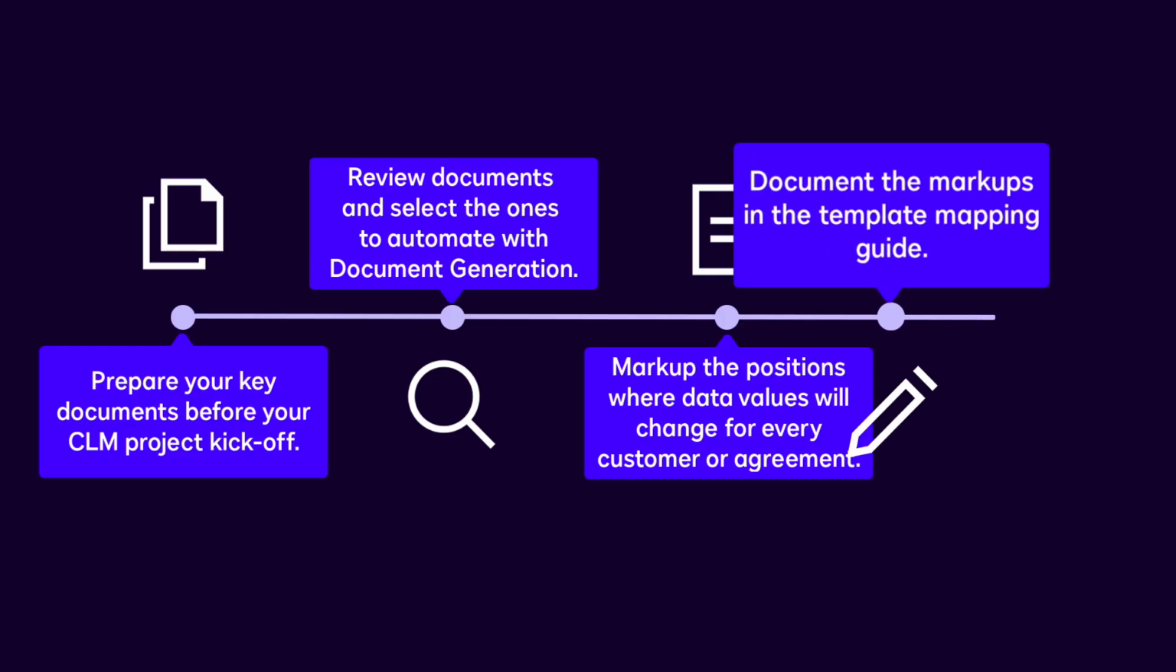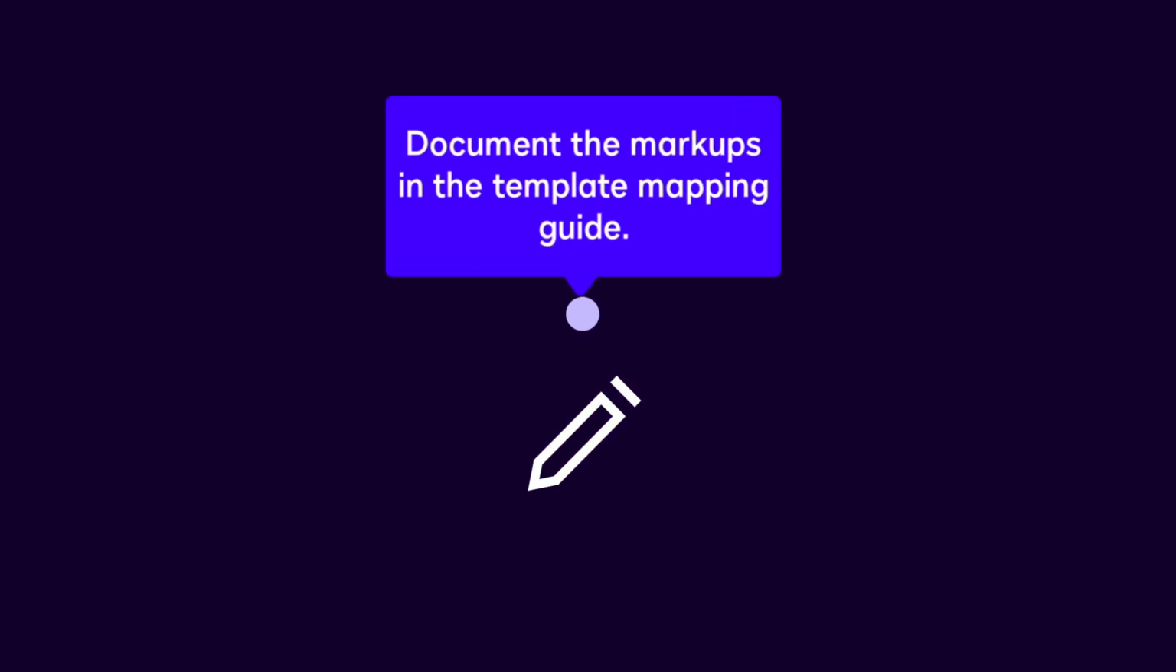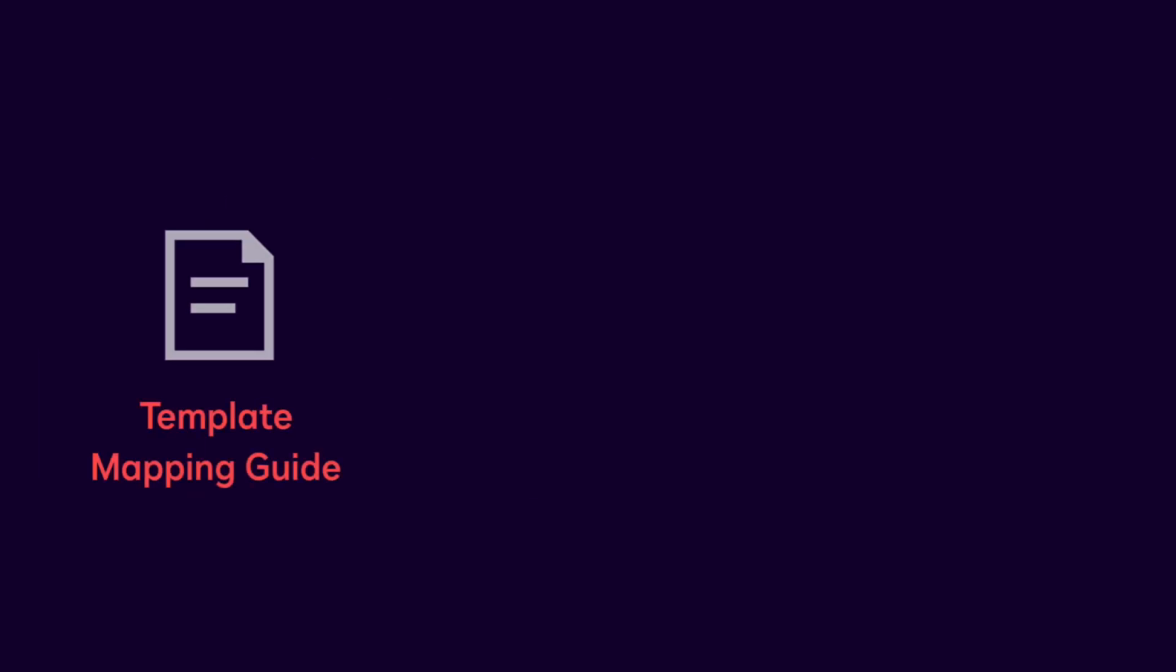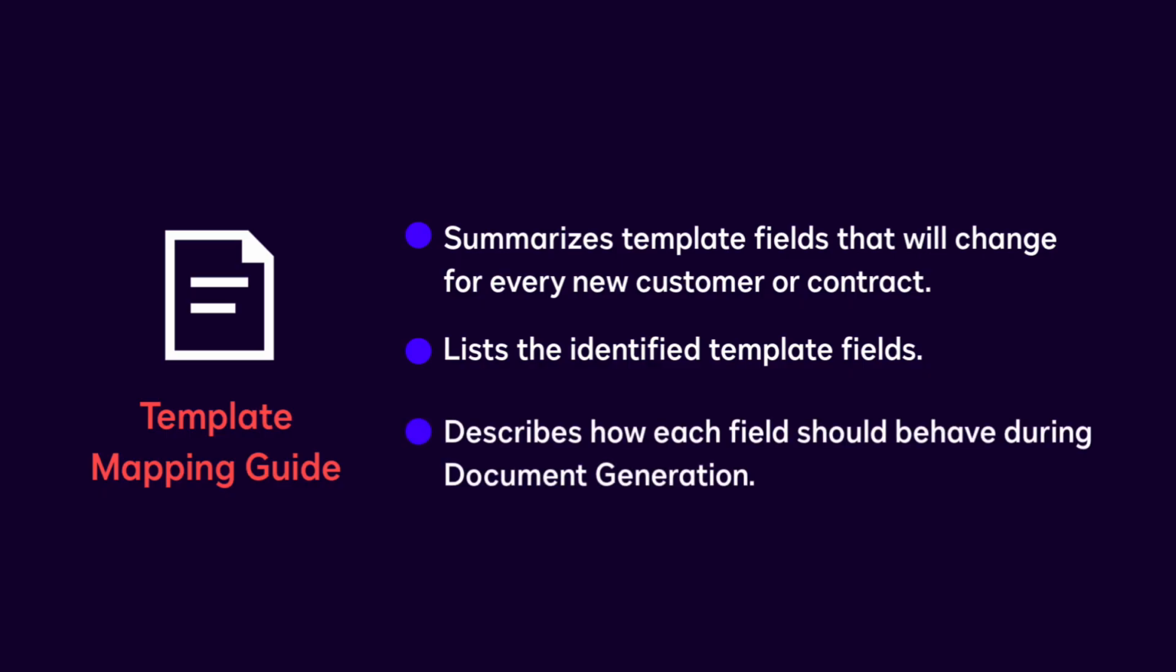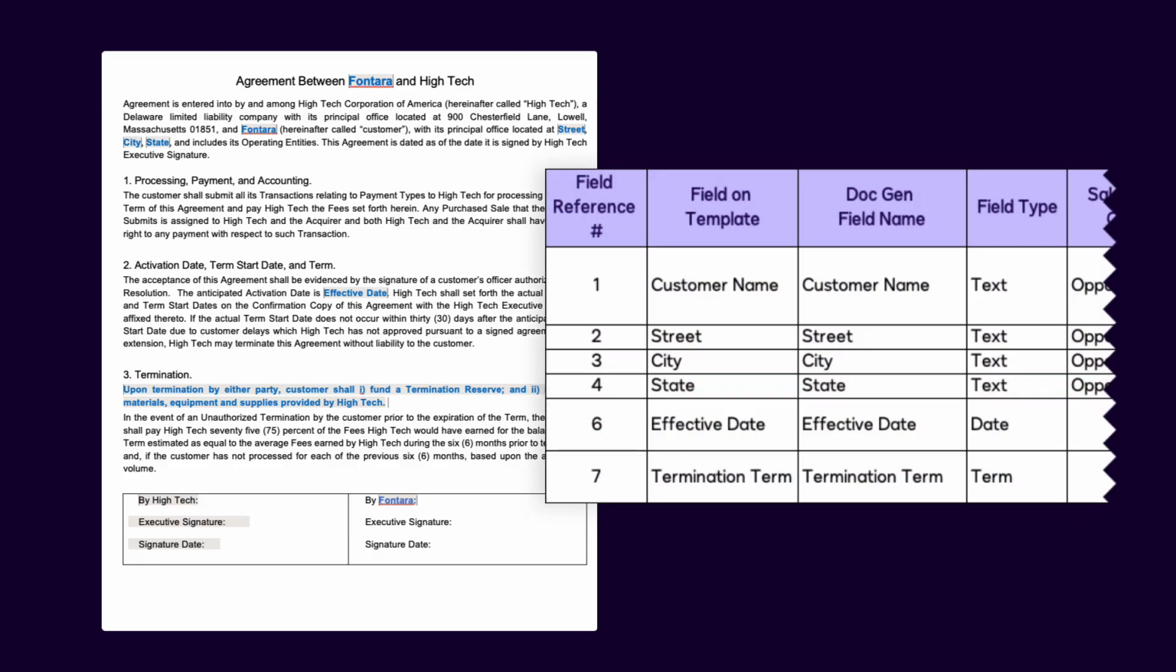Complete the CLM template mapping guide after marking up the document template. The template mapping guide is a document summarizing template fields that will change for every new customer or contract. This document lists the identified template fields and describes how each field should behave during document generation. Complete the mapping guide to account for each field on the document template.